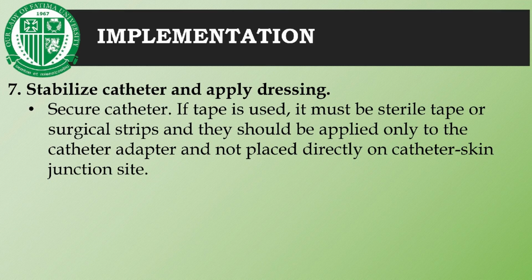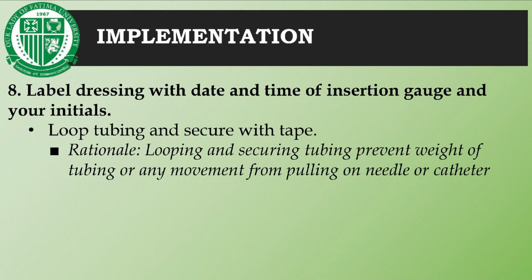If tape is used, it must be sterile tape or surgical strips, and they should be applied only to the catheter adapter and not placed directly on the catheter skin junction site. Most importantly, do not forget to put a label on the dressing. The label should consist of the date and time of insertion, size of the catheter, and your initials.